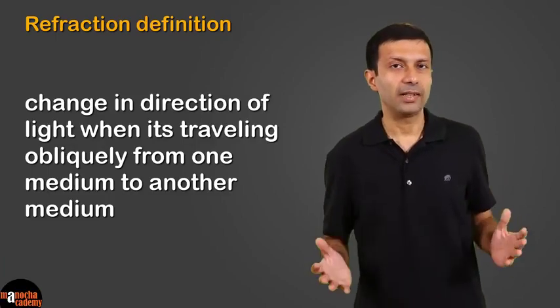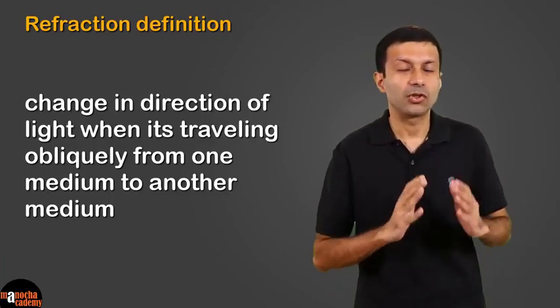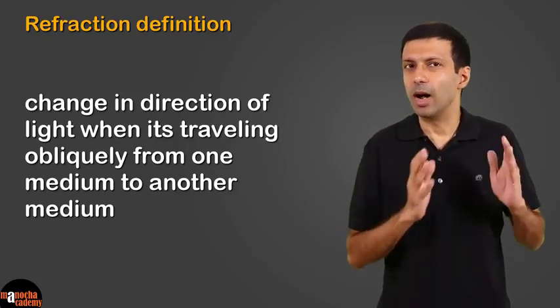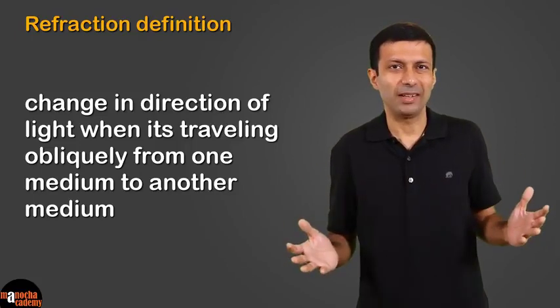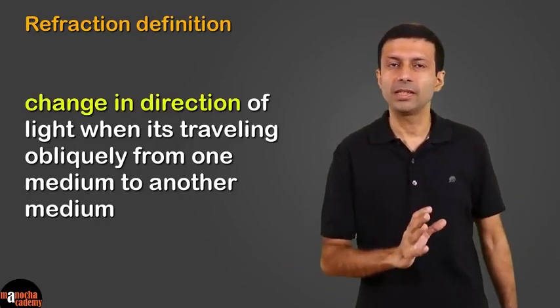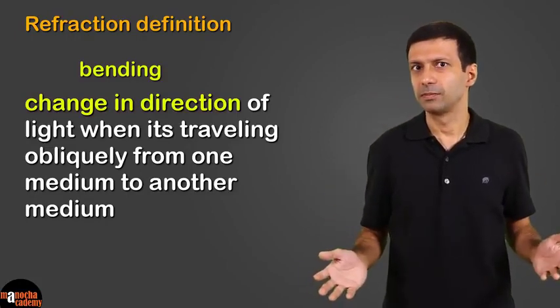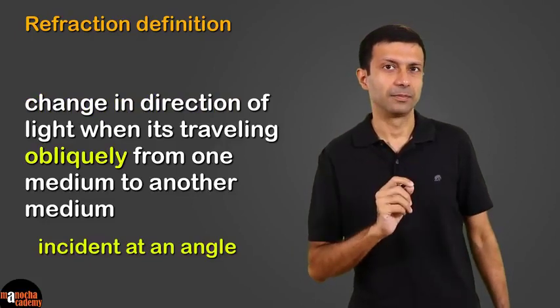So here's the fancy definition of refraction of light. Refraction of light is defined as the change in direction of light when it's traveling obliquely from one medium to another medium. So what does this all mean? Let's break it down here. So change in direction means bending of light. Obliquely means the light is incident at an angle.